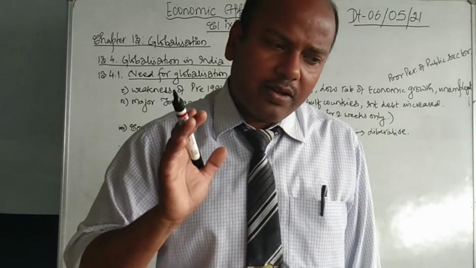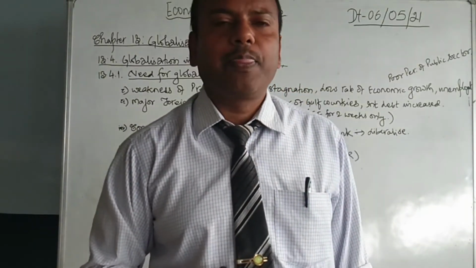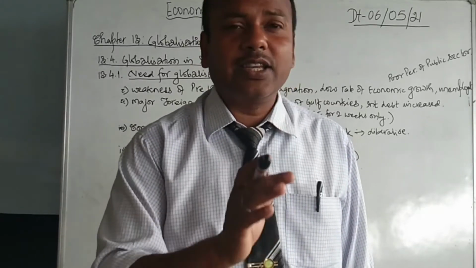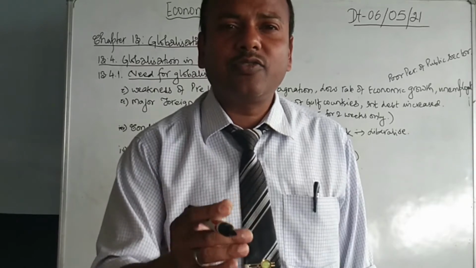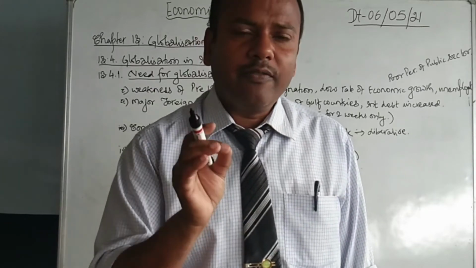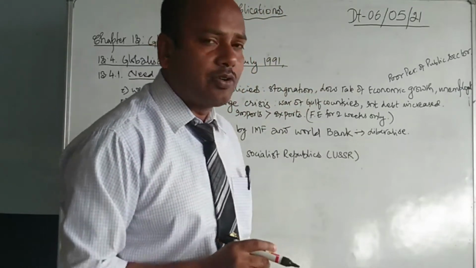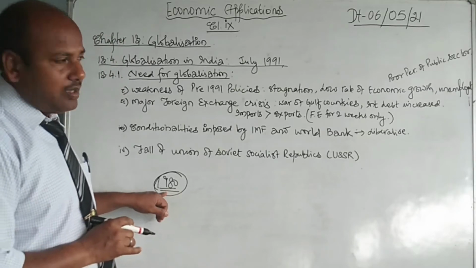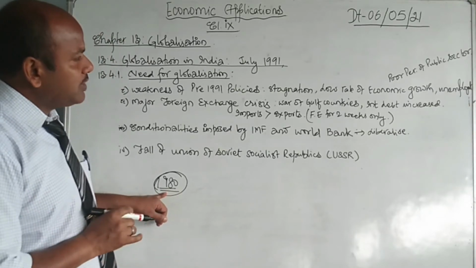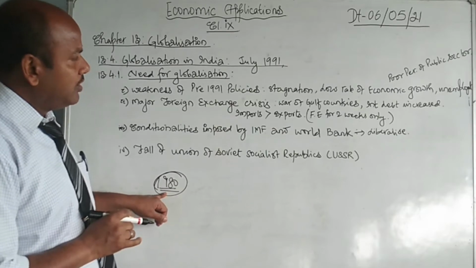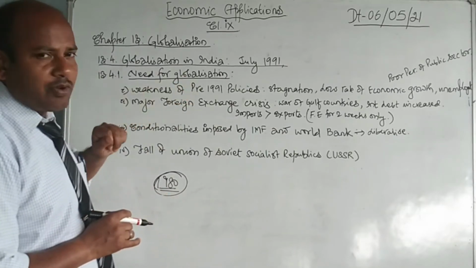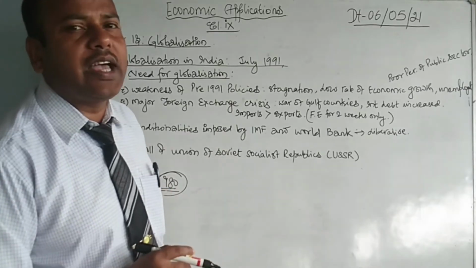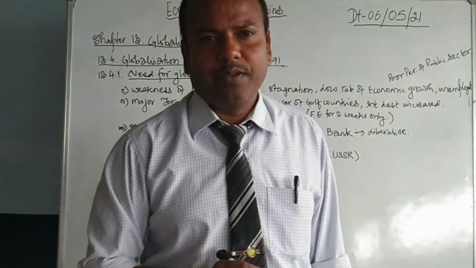There was a huge surge in the unemployment problem. There was stagnation. Stagnation means the country not growing. There was a very low level of economic growth. These all happened in 1980, and it is because of this reason that globalization was needed. The 1980s proved a very disastrous decade for the Indian economy.